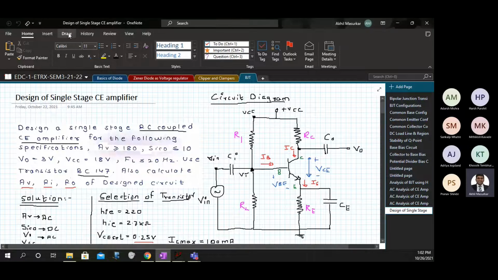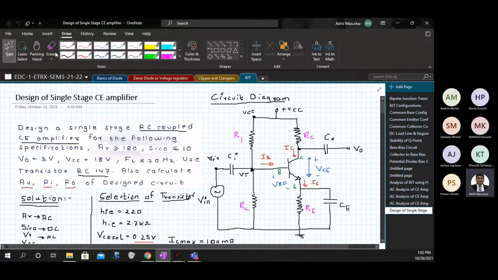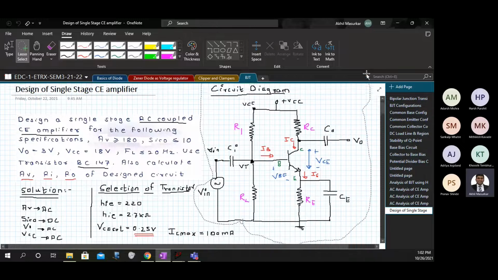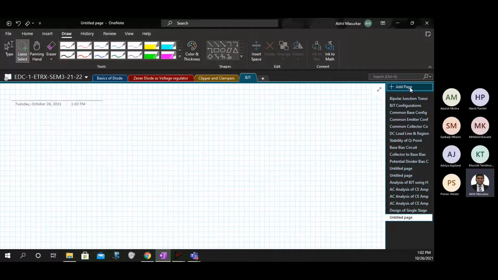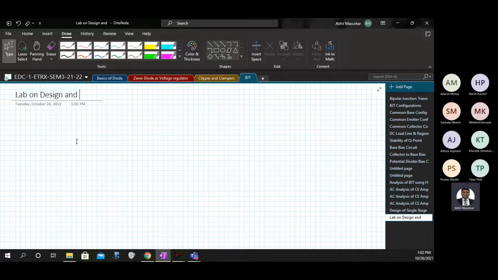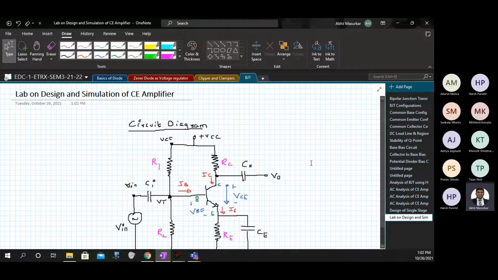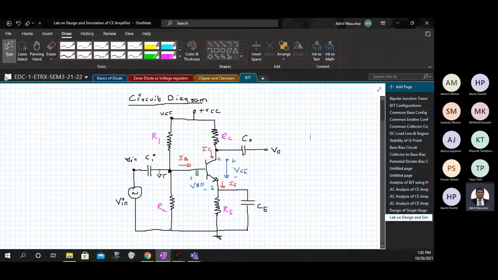So the first thing that we will do here is we will just do this one minute. So this is the circuit that we are going to design today. And, let me add a page. This is the circuit that we are planning to design today.